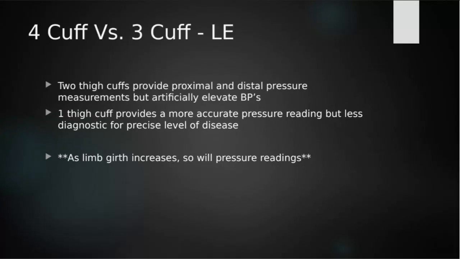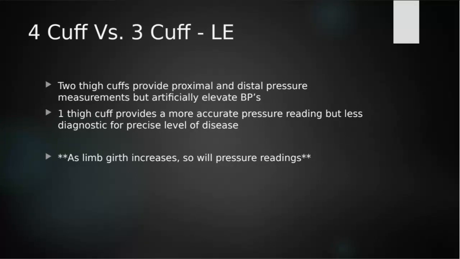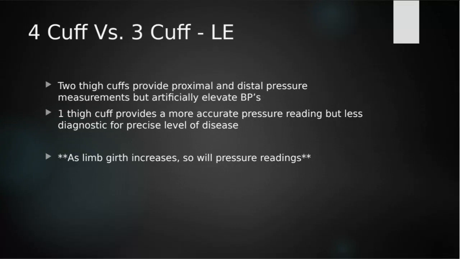When we have a 4-cuff method, so we have 2 thigh cuffs, it's going to artificially elevate that blood pressure in the thigh because we're doing 2 consecutive readings in that thigh. We're applying pressure to that thigh artery 2 times in a row. So we're going to make it a little bit higher than it would be if we were just taking 1 reading. So hopefully that makes some sense with my explanation.